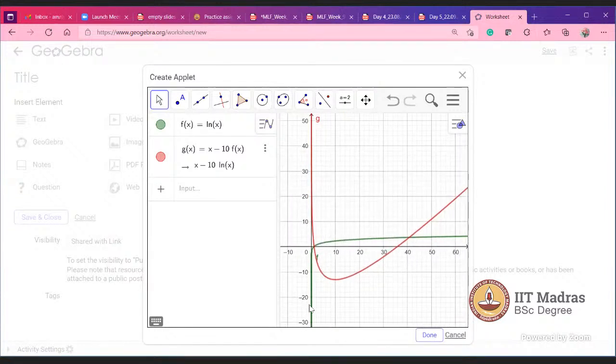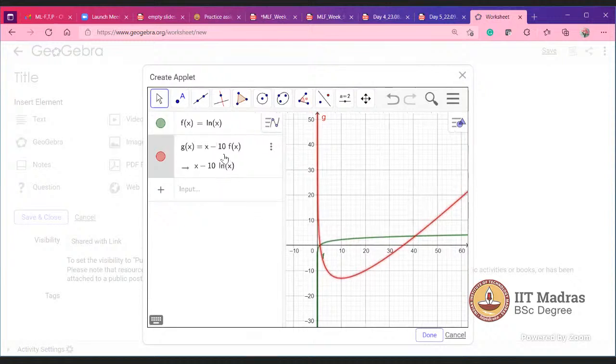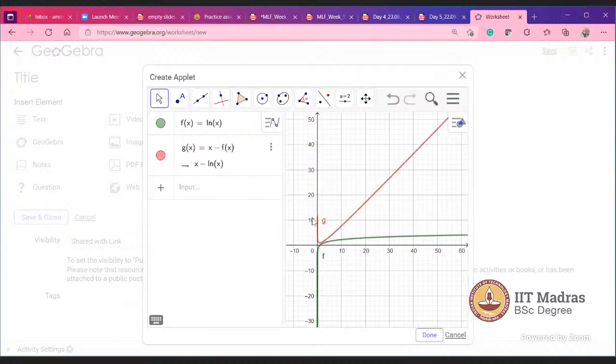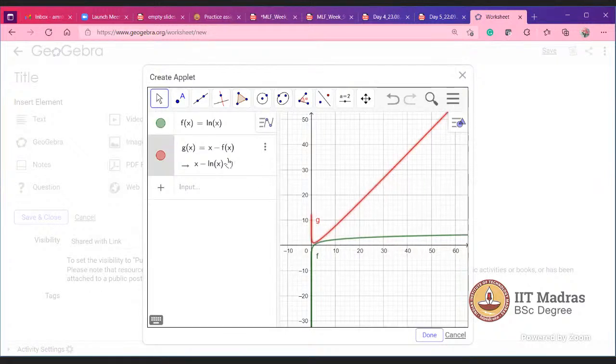So ln x is not a convex function, it's concave. So x minus 10 times ln of x gives you a convex function. The 10 is just a factor, anything is good. So we can also go ahead and remove that 10, and you still get a convex function. G is still convex.